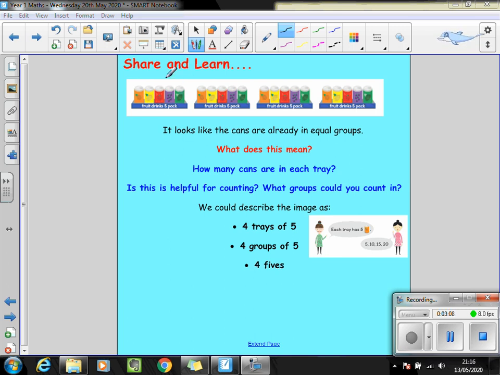We've discussed already, haven't we, that you could count in groups of 5. But there's different ways we can say that, because we could say there are 4 trays of 5 cans, or we could call them 4 groups of 5 cans, or we could say there are 4 5s. Each tray has 5 cans, so we can count 5, 10, 15, 20.